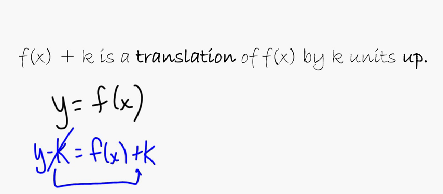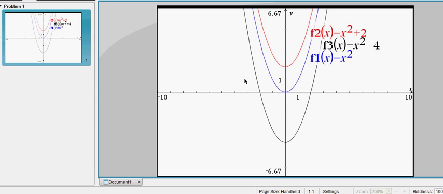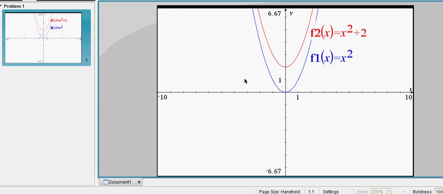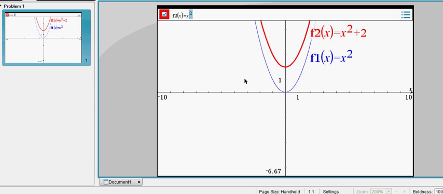Okay, so back to the drawing board here. So let's now take a look at what happens if I take that x squared and multiply it by 3.